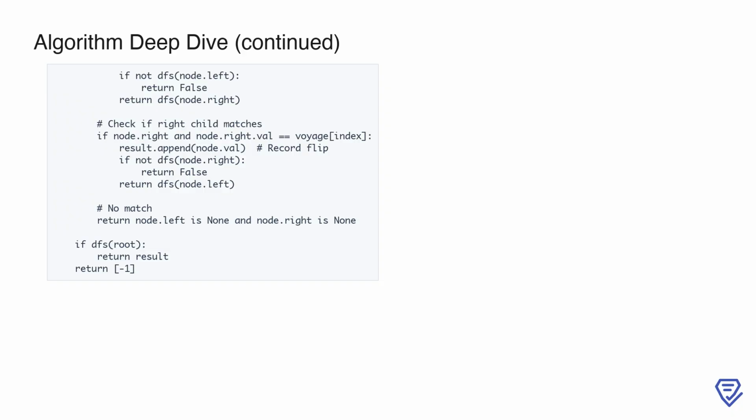This structured approach ensures that we only perform the necessary flips and terminate early if the traversal cannot align with the voyage. By directly comparing node values with voyage index, we minimize unnecessary computation and keep the algorithm efficient.